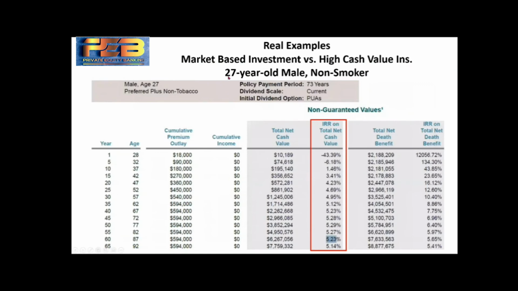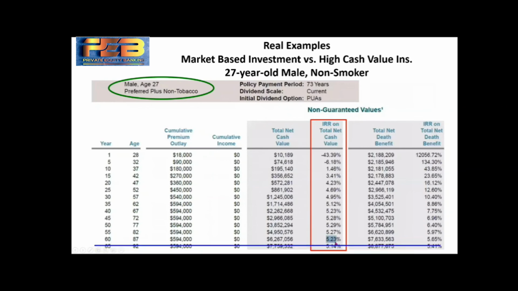Now I've done one for a 27-year-old male, also a non-smoker. So you women out there that are watching this going, why is he just choosing men? Simple. Mortality rates for men are quicker than they are for women. So if you're a woman watching this and you're somewhere near 27, please understand that this internal rate of return would be even higher on you than it is on a male. So I'm trying to be conservative by using a male, understanding that a male's numbers are going to be lower than a female's.